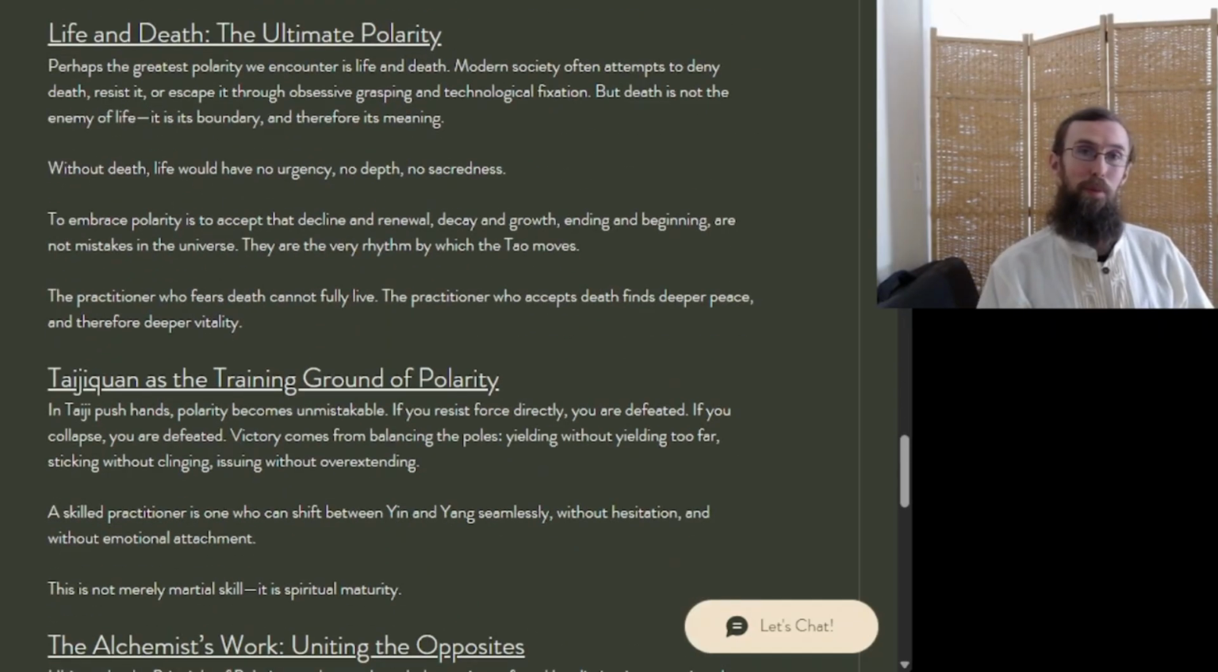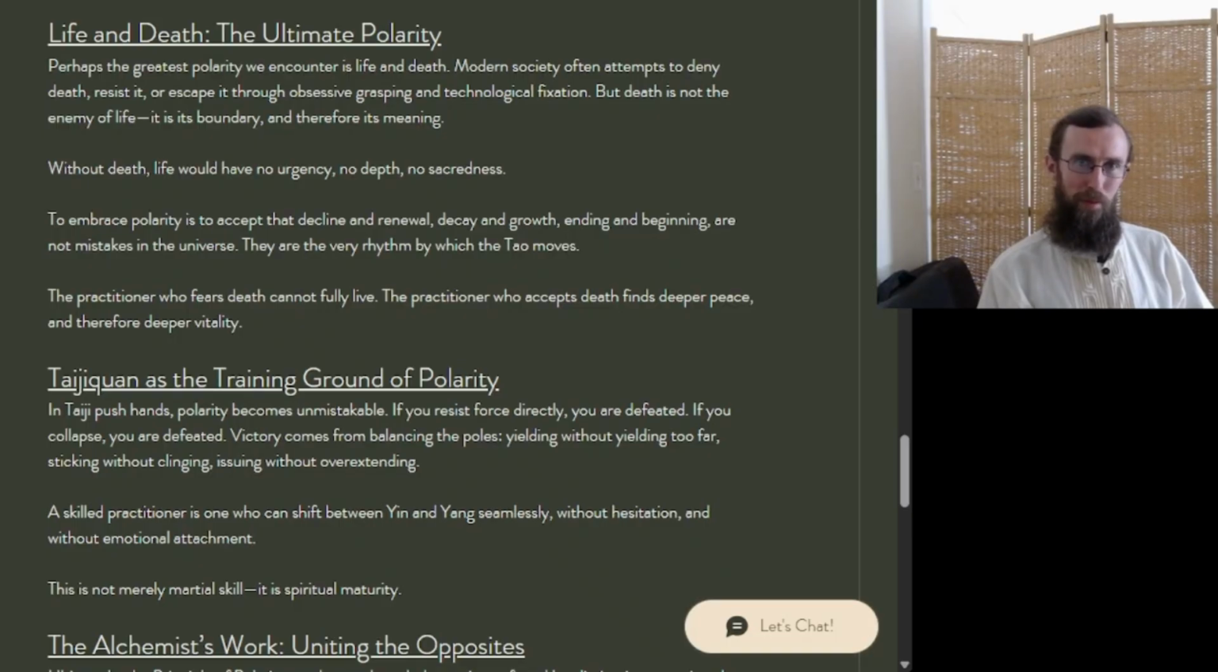Life and death, the ultimate polarity. Perhaps the greatest polarity we encounter is life and death. Modern society often attempts to deny death, to resist it, or to escape it through obsessive grasping and technological fixation. Think of all the people, all the talk going on nowadays about living forever and biohacking and uploading our consciousness into the internet or whatever. This is all nonsense from educated idiots who have no grasp, no understanding, even on a fundamental level, of what reality is, of what consciousness is, of what the soul, the spirit are, of what the mind is, what intellect is. Here again, childish nonsense.